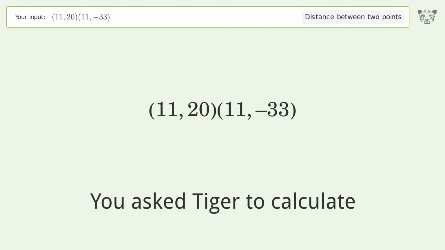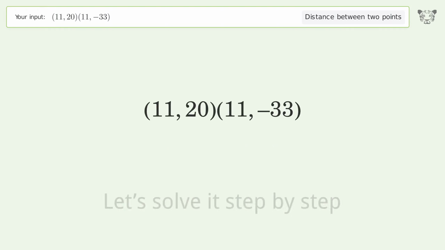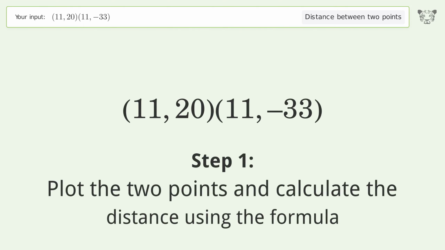You ask Tiger to calculate. This deals with the distance between 2 points. The distance between the 2 points is the square root of 2,809 or 53. Let's solve it step by step. Plot the 2 points and calculate the distance using the formula.